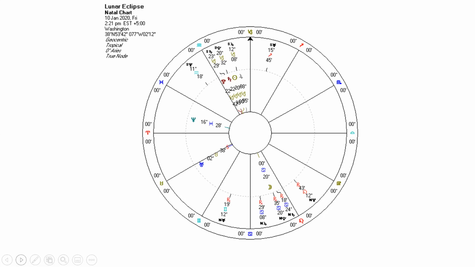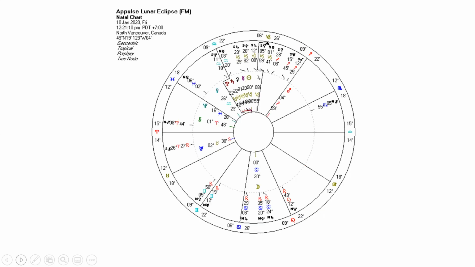Of course, we have a lunar eclipse on December 25th of 2019, which will happen at 4 degrees of Capricorn. It's a solar eclipse with Jupiter conjunct at 5 degrees Capricorn. So we're heading into a very significant transit here.